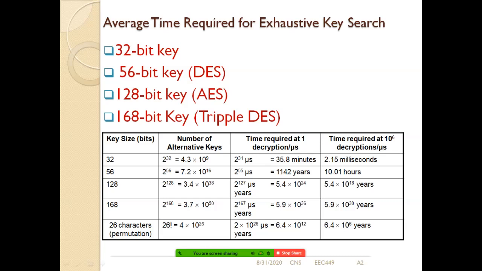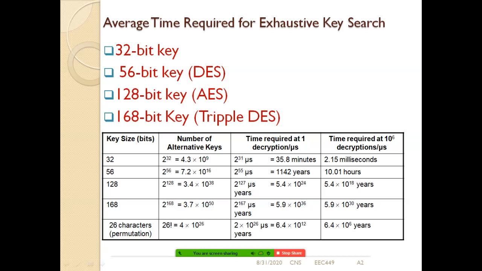But if we assume the time required is 1 decryption per microsecond, then within 1 microsecond, if I am able to decrypt 1, it may require 2 power 31 microseconds, approximately 35.8 minutes for this exhaustive key search. Similarly, for 56 bits, 10 to the 4 decryptions are required. Now you can see how much it is increasing. So it is very, very difficult to go for a brute force attack. Similarly, for 168 bits, you can see, at 1 decryption per microsecond.